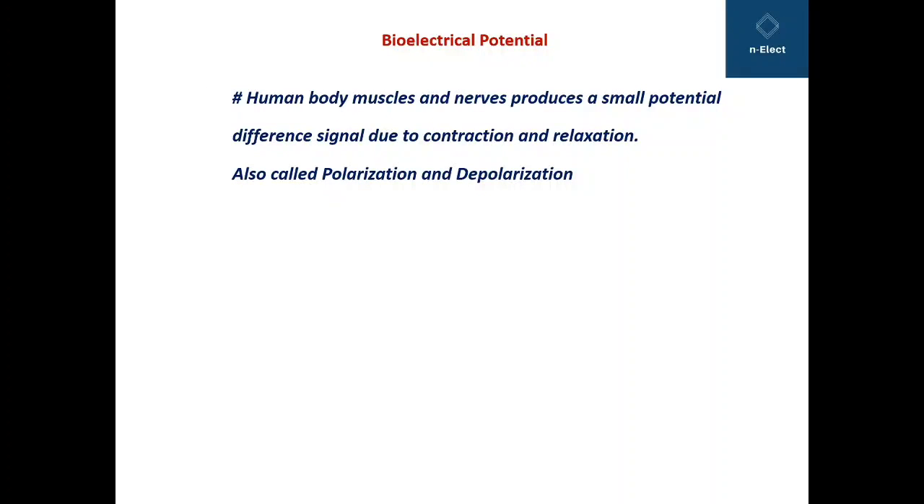Human body muscles and nerves produce a small electrical potential difference signal due to contraction and relaxation. This contraction and relaxation is also called polarization and depolarization, and that depends basically on the state of the body. Typical charges on a cell and voltage generated by a cell. Now the typical charges on a cell always depend upon the state of the body, as I have already told you. We will see here through the picture.